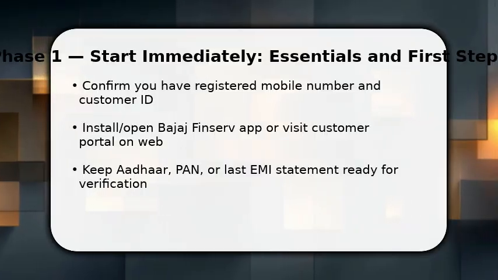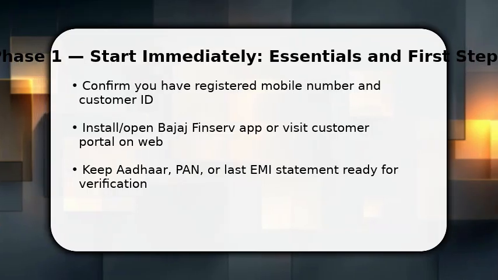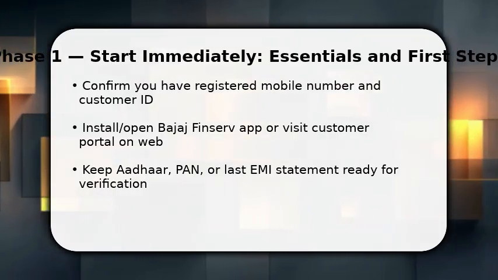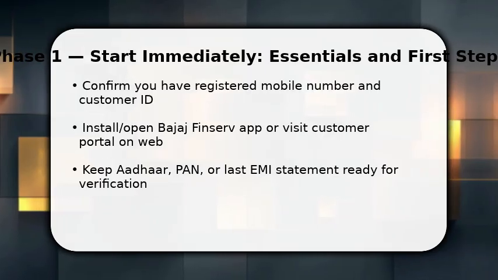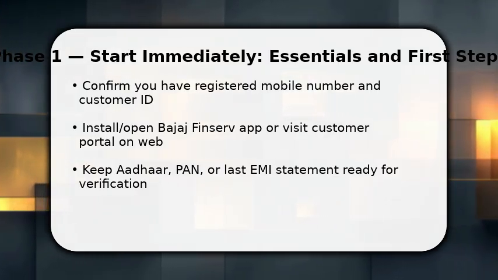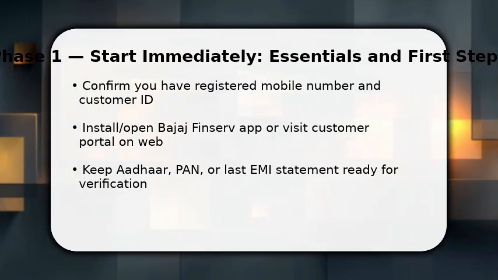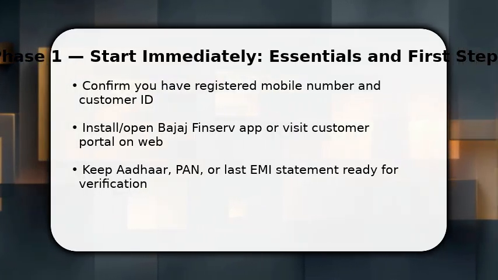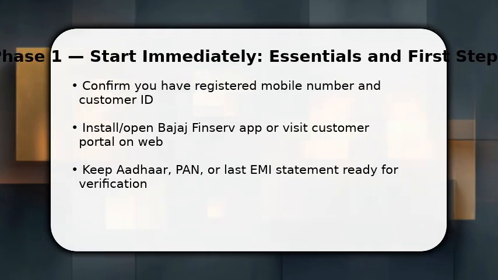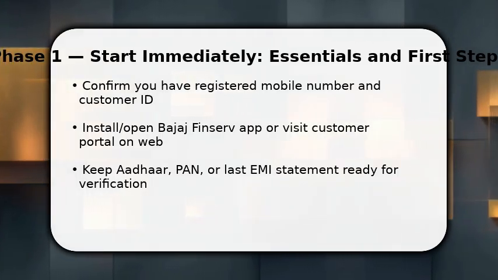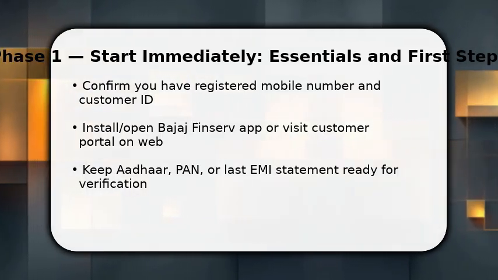You start by launching the Bajaj Finserv app or opening the customer portal in your browser. Make sure your registered mobile is active because OTP will be sent. Once done, choose the loans section immediately. This filters your accounts. You will be asked to verify identity with OTP or document details. This step prevents unauthorized access, so complete it promptly.